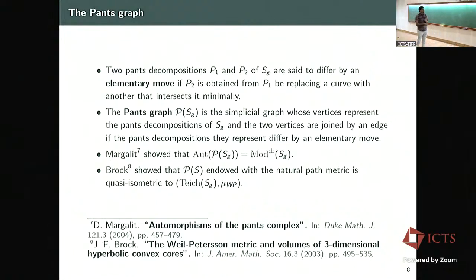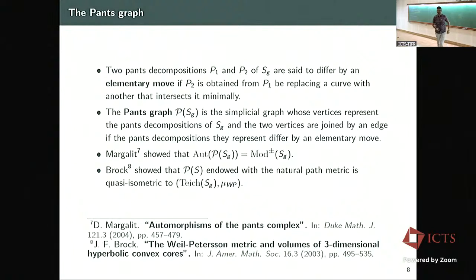And further, it was shown by Brock, and this is the part that we will be interested in, that the Pants graph with the natural path metric, it's a graph, right, you have a path metric on the graph, models the Teichmüller space with the Weil-Petersson metric. Or rather, it is quasi-isometric to the Teichmüller space with the Weil-Petersson metric. So that's the reason. So you see the parallel, right? What is happening in the Pants graph world and what's happening in the Teichmüller world.